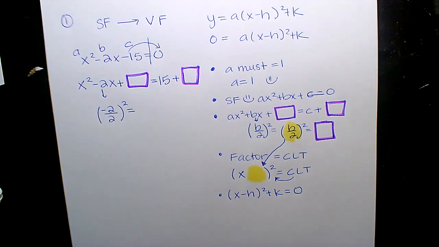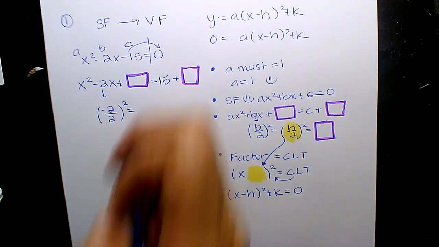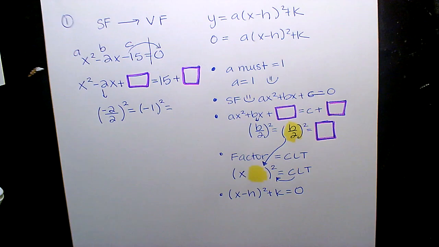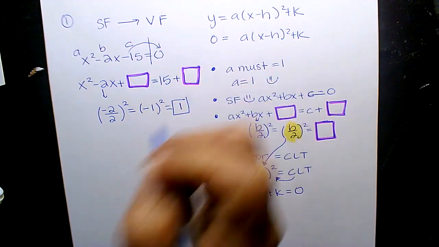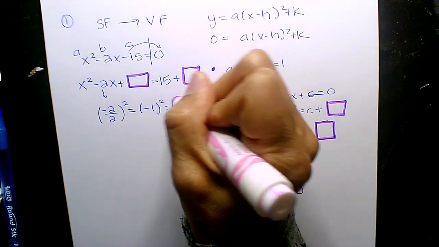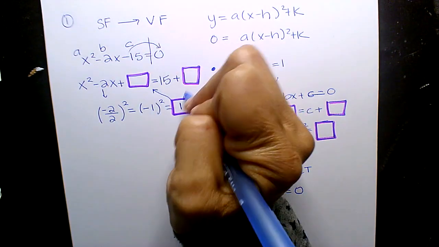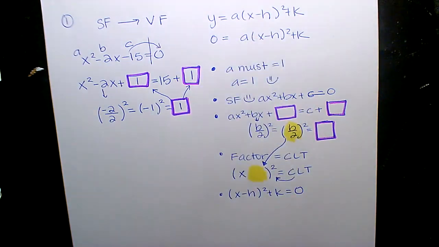Keep going? Okay. So then what's -2 divided by 2? -1, and what is -1 squared? 1. Okay, so this is the box number. This is the number that goes in these 2 space savers. That's it.